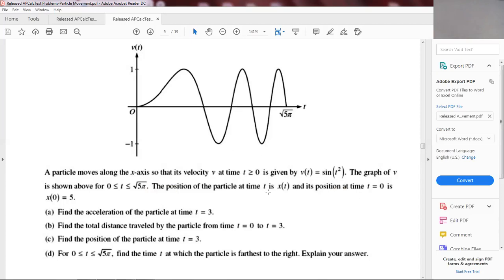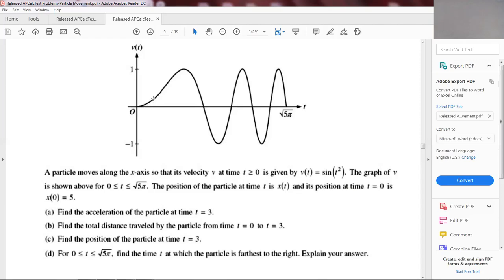And the initial position at t equals 0 is 5. So it's at the number 5 on the number line, correct? Everybody, let's read the graph first.